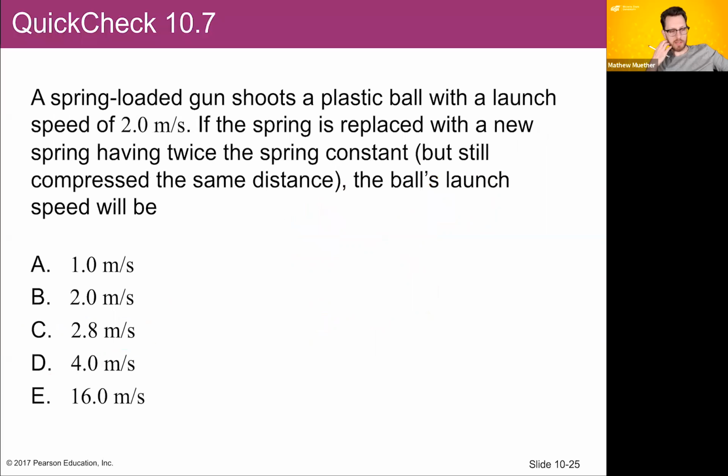Let's try this last one for today. I have the same spring-loaded system that's going to shoot this projectile with a speed of 2 meters per second. And now, instead of changing the compression, I'm going to put in a new spring that has half the spring constant. Or sorry, has twice the spring constant. I'm going to put in a stiffer spring. I'm going to compress the spring by the same amount. What's the ball's new launch speed? So all I change is I put a different spring in that's stiffer by a factor of 2. How does that change the launch speed?